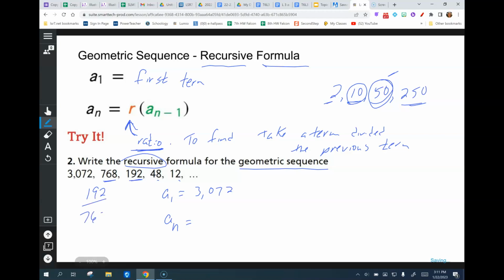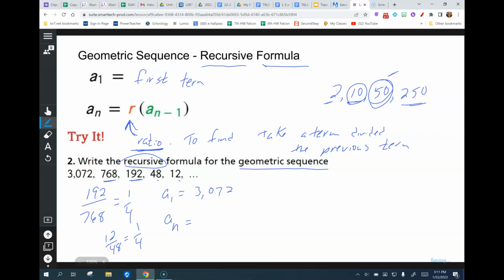192 divided by 768. Or wow, why didn't I use 12 divided by 48? That would have been way easier. Okay, so 192 divided by 768, and we're going to get 1/4. We could have taken this one, look, 12 divided by 48. You would have seen that much easier, is 1/4.